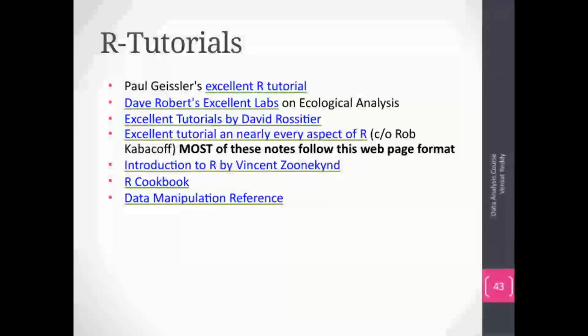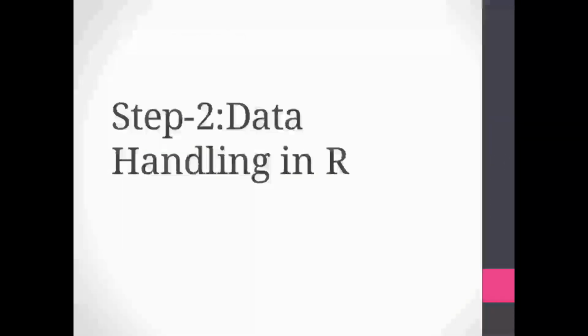In R, data handling involves several key processes, such as importing data from various sources, cleaning it to remove errors or inconsistencies, and transforming it into a suitable format for analysis. We often start by reading datasets using functions like read.csv or read.table, which allow us to bring in data from CSV files or other formats.